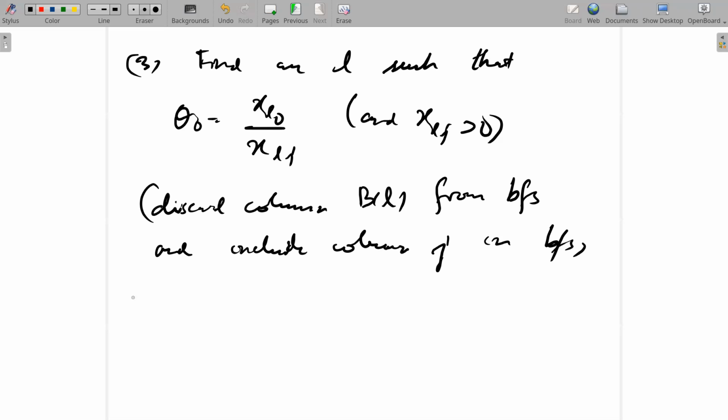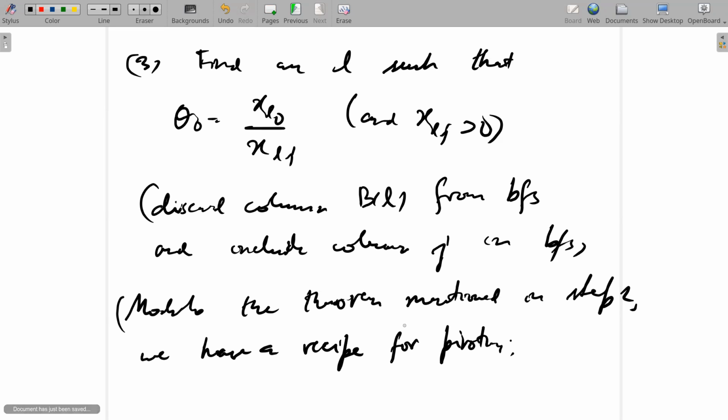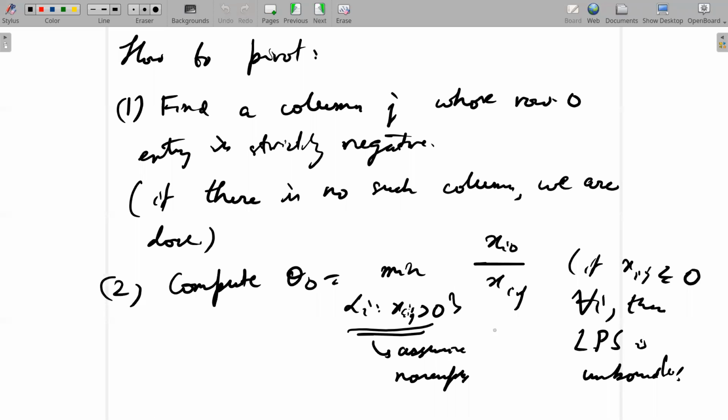So modulo the theorem mentioned in step 2, we know how to pivot. We have a recipe for pivoting. This theorem, that the LP is unbounded with regard to the cost function when we have Xij less than or equal to 0 for all of these i's, we will prove in the next class.